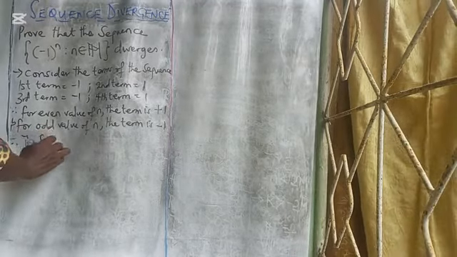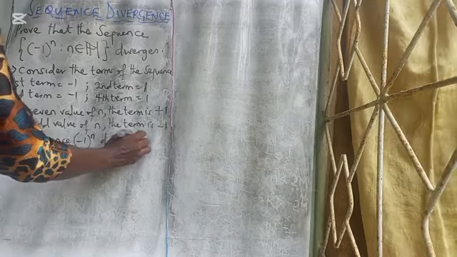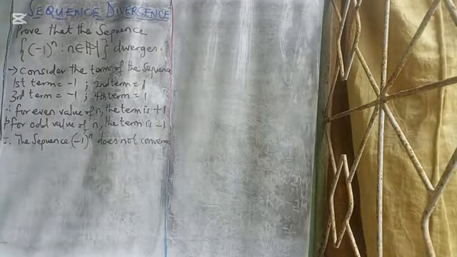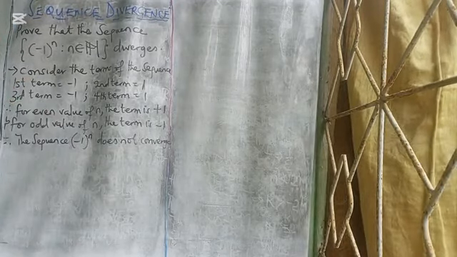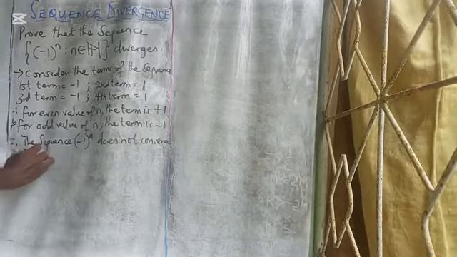The sequence minus 1 raised to power n does not converge because it does not get closer and closer to a given real number. We now know that definitely the sequence diverges.